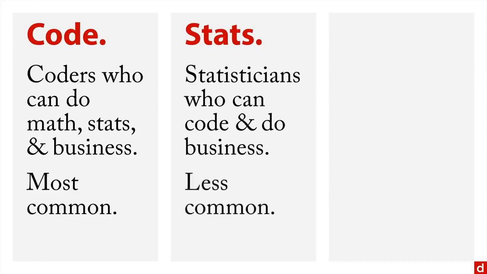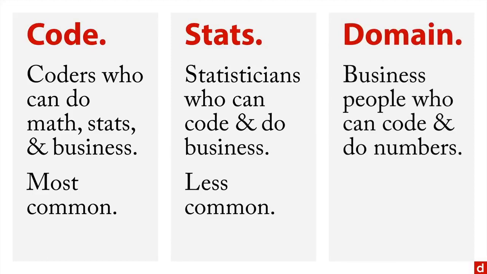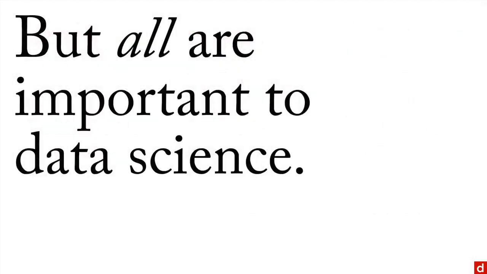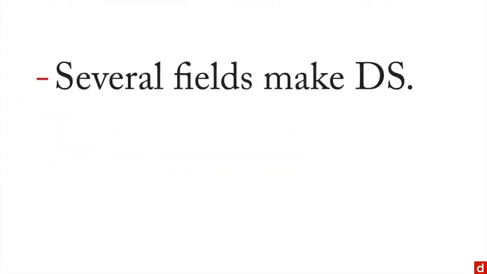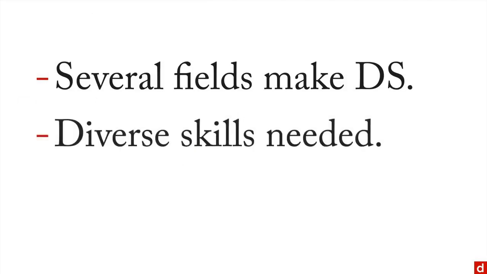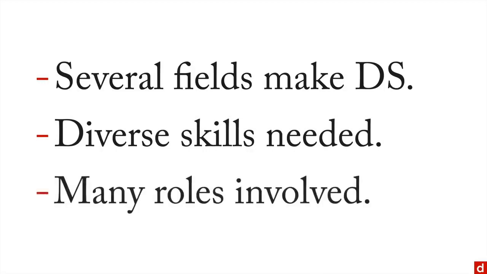That's less common, but it does happen. And finally, there's people who come into data science from a particular domain. These are, for instance, business people who can code and do numbers, and they're the least common, but all of these are important to data science. And so in sum, here's what we can take away. First, several fields make up data science. Second, diverse skills and backgrounds are important and they're needed in data science. And third, there are many roles involved because there's a lot of different things that need to happen. We'll say more about that in our next movie.